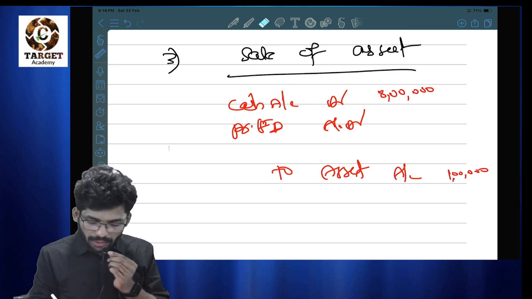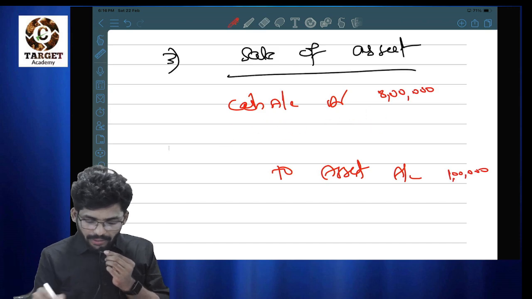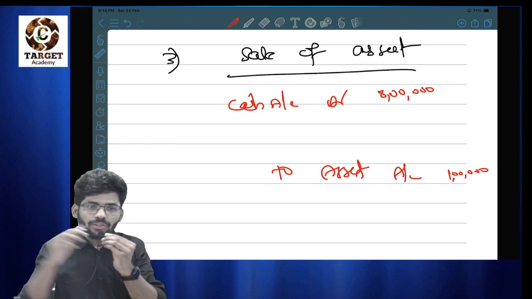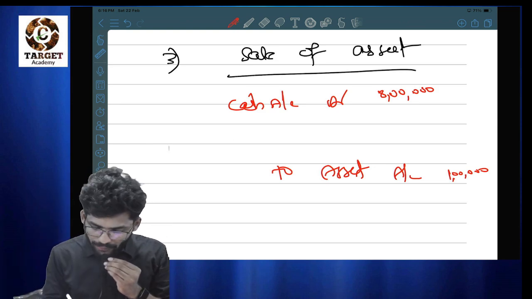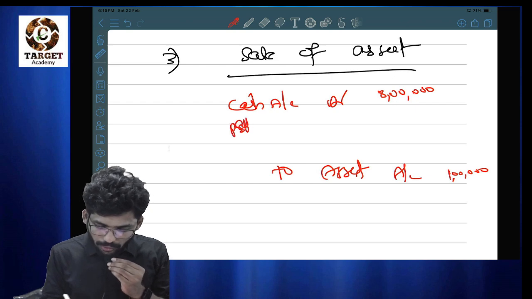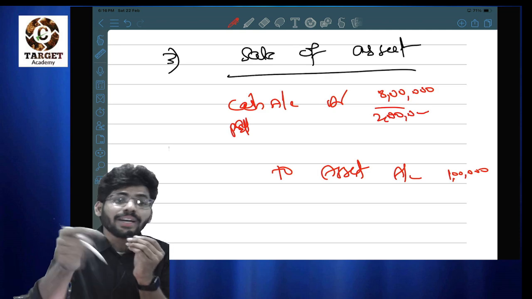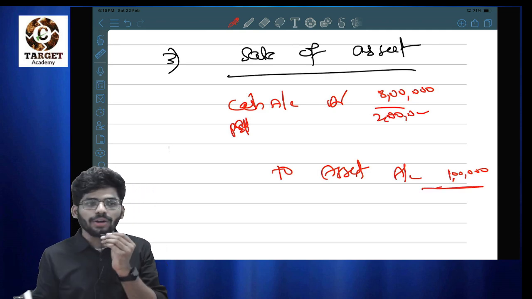Suppose, for example, by mistake you have taken this one only. Cash account 8 lakhs, asset 1 lakh at original cost only, right? So profit and loss, P&L 2 lakhs. Is this correct or not? Wrong. Because you are selling at the end of the third year, still the asset is at 1 lakh only.